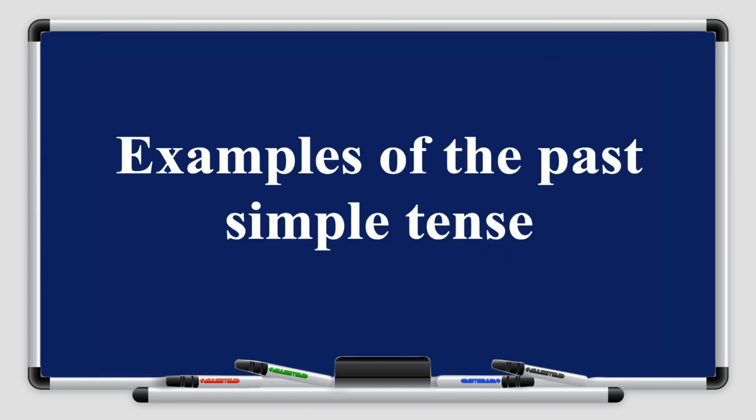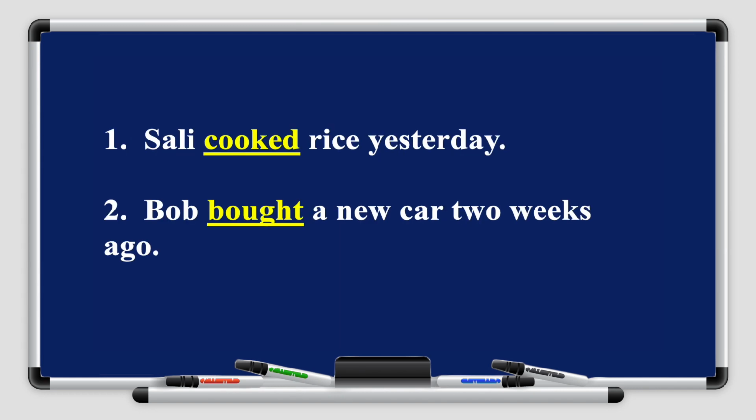Examples of the past simple tense: Sally cooked rice yesterday. Bob bought a new car 2 weeks ago. Sally cooked. As you can see, the verb here is cooked, and it's in the past simple tense. We have yesterday here as a key word indicating the past. Bob bought a new car 2 weeks ago. Here, the verb is bought, and it's in the past tense. We have 2 weeks ago indicating the past.